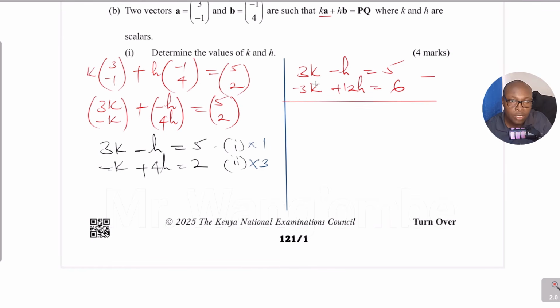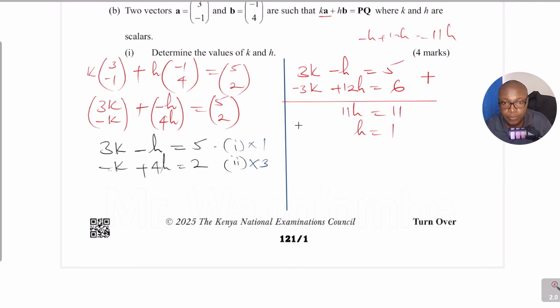So I want to eliminate K. This is 3K, this is -3K. So what should I do? I should add, not subtract. 3K plus -3K, that will be eliminated. Then -H plus 12H, that will be 11H, is equal to 5 plus 6, that will be 11. So H will be 1.